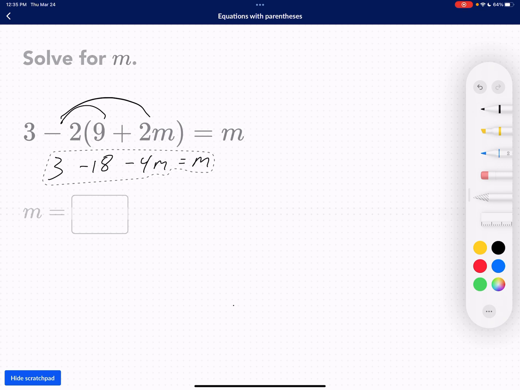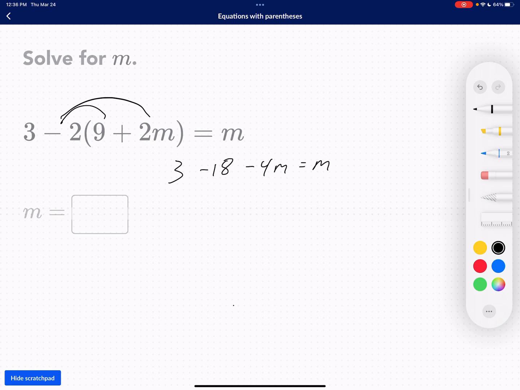So notice that 3 did not jump into the fray and start attacking or multiplying against the other stuff. It just stayed there. So maybe simplify a little bit. Again, optional. You can do it a different way where it takes more steps. But I like efficiency. Simplifying that 3 minus 18 to -15 ends up being kind of a better strategy.